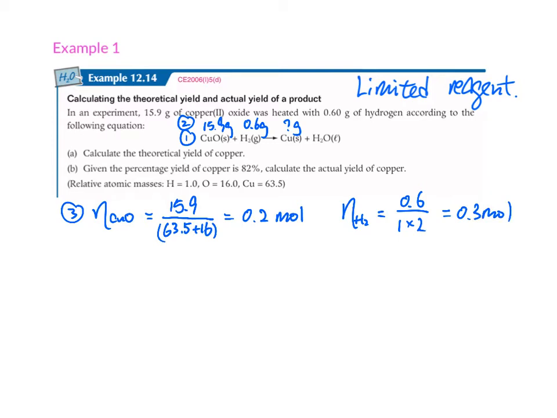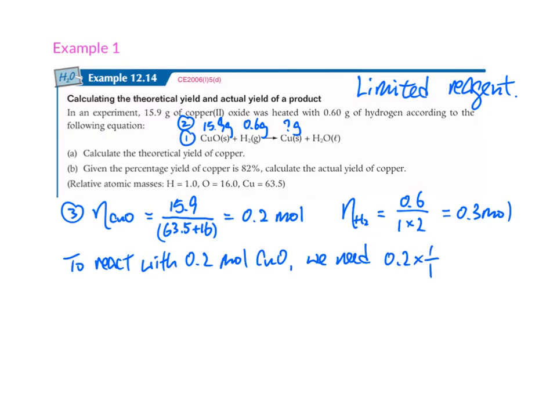Because we got two reactants, we have to find out which one is the limiting reagent. To react with 0.2 mole CuO, we need 0.2 divided by 1 times 1. Why is it like that? Because you got 1 here. So divide by 1 times 1, and you'll find that we need 0.2 mole H2.